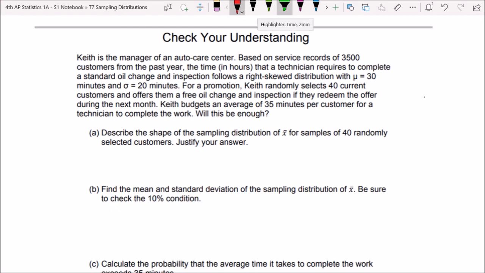Justify your answer. All right, so we'll talk about the sampling distribution in a second, but let's talk about the overall distribution. They told us that the distribution was right skewed. And so now we've taken a sample of size 40, and they're asking us, what is the shape of the sampling distribution? Well, remember earlier in the video when we talked about the central limit theorem? The central limit theorem tells us that so long as our sample size is 30 or larger, the shape of the sampling distribution will be approximately normal. So the answer to this is approximately normal.